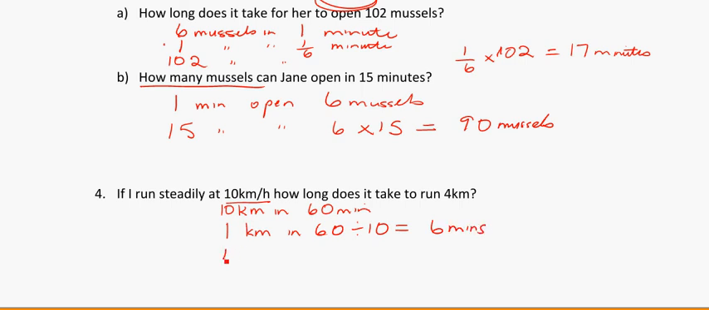And now I can directly multiply the 1 by the 4. 1 kilometer takes 6 minutes, so 4 kilometers must take 6 times 4 minutes, which is 24 minutes. So you just have to think with rate questions what you're given and what you have to find out, and what you need to divide or multiply by.